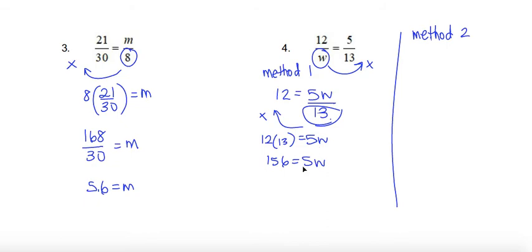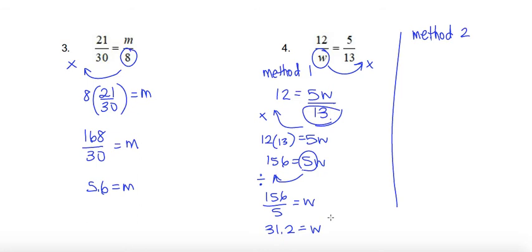And then the next step would be to take our 5. Right now it's being multiplied by the w, so we want to divide when I bring it to the other side. So 156 divided by 5 is equal to w. And that gives me a value of 31.2. So that's method number 1.